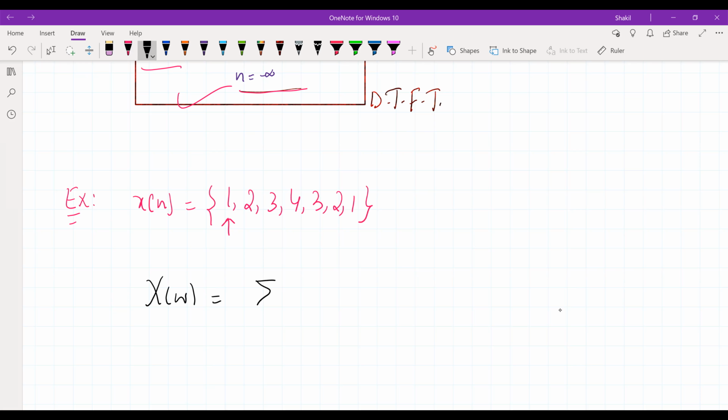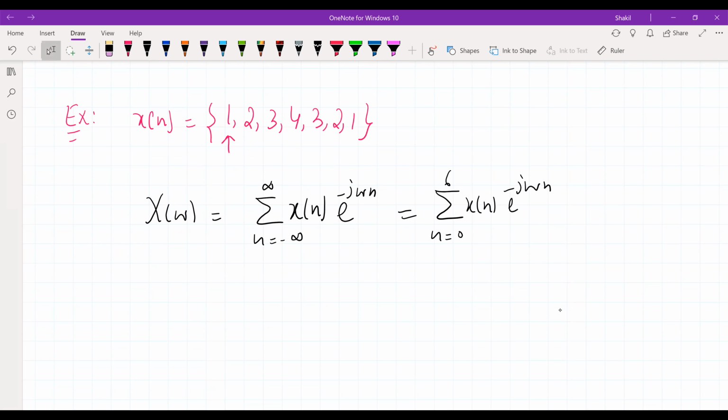Discrete time Fourier transform of this sequence is given by this, x of n e raised to power minus j omega n. Now substituting the values of x of n, we will obtain, first of all, x of n is non-zero from 0 to 6. So summation will vary from 0 to 6, x of n e raised to power minus j omega n. Now substitute different values of n.